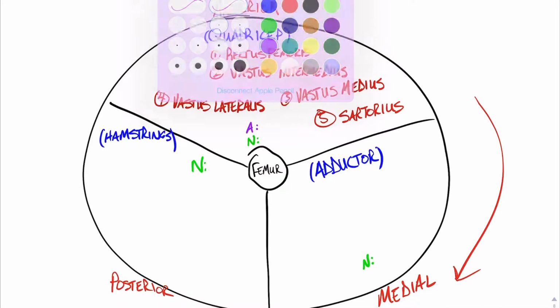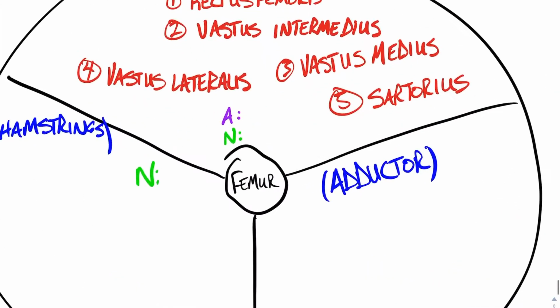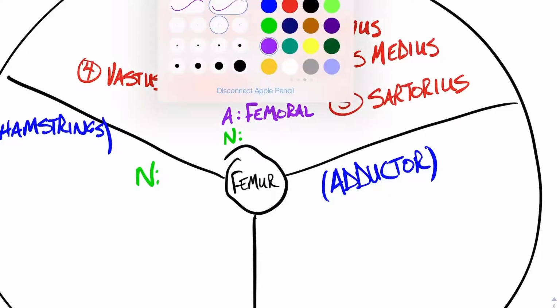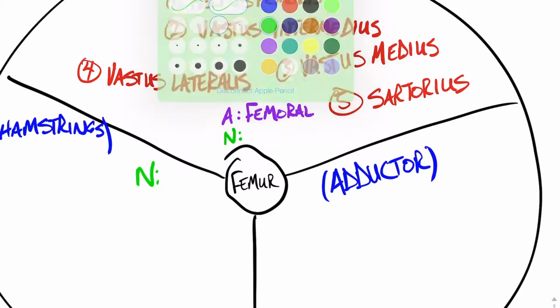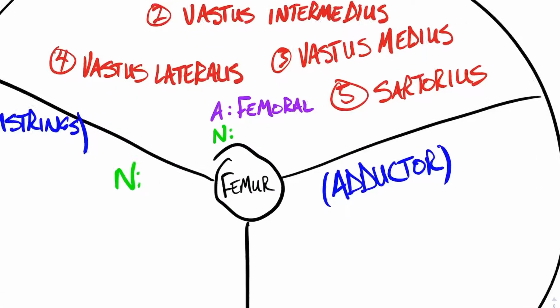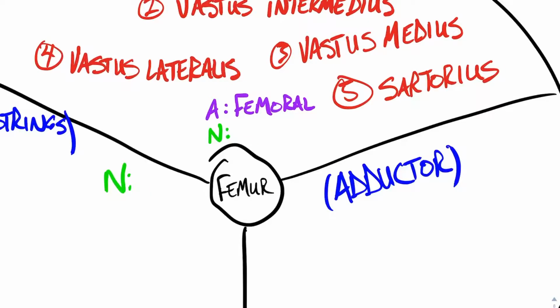And what would be the artery that feeds these muscles? And that's going to be in purple. So that artery would be the femoral artery. And it's innervated by what? This is not rocket science in this one. The femoral, the 2/3 plus 1/3.